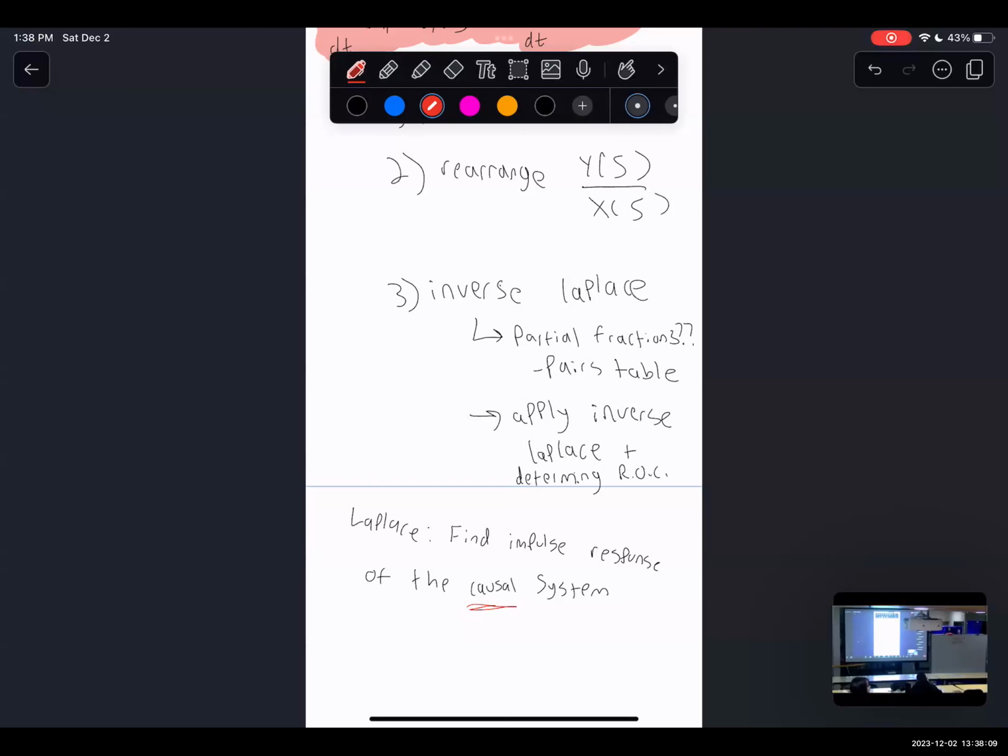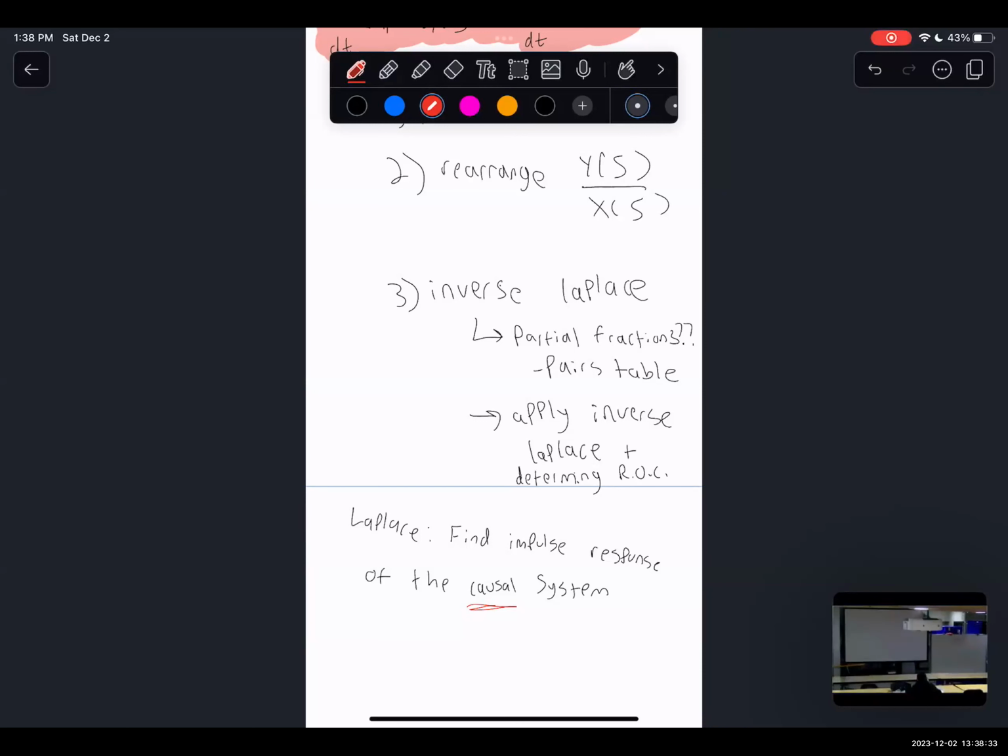And for anti-causal, it's exactly the opposite: it's to the left of your leftmost pole. If we had the same poles, but now it's anti-causal, it's going to be to the left of negative 2. So that's how you do your region of convergence. And then for stability, which I don't think he'll ask about here, but if he does, it's if your imaginary axis is included in your region of convergence.